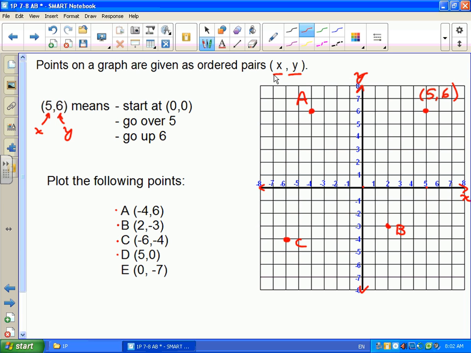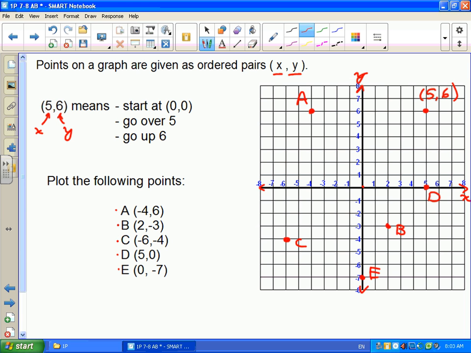Point D, (5, 0). So we've got 5 in the x direction. So we go over 5, 1, 2, 3, 4, 5. But our y-coordinate is 0, so we don't go up or down at all. So we just stay right there on our x-axis. And that would be point D. Point E, our x is 0, our y is negative 7. So we start at (0, 0), and we don't go any spaces left or right because our x is 0. And then we just go down 7. 1, 2, 3, 4, 5, 6, 7. Put our point there, and we'll label this point E.